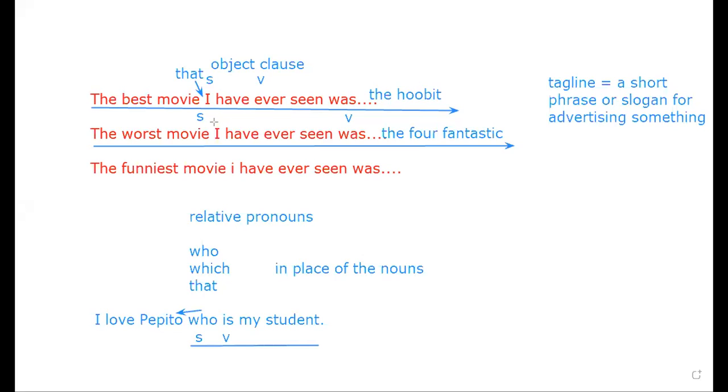What is the clause? The object clause? It's here. Okay. But the relative pronoun is deleted. Why? Because it's in an object clause, the object can be deleted. That or which also can be here.